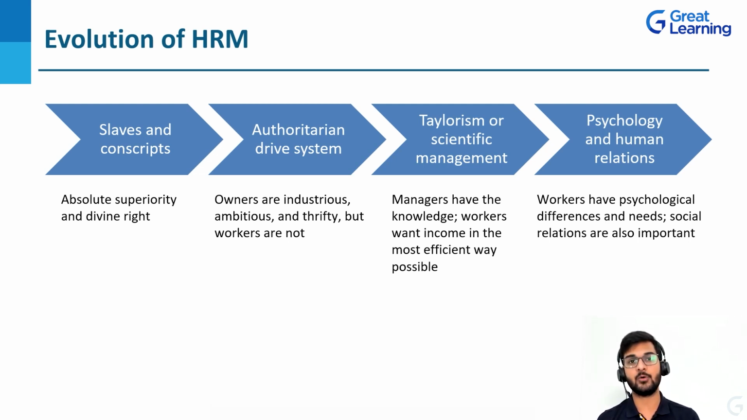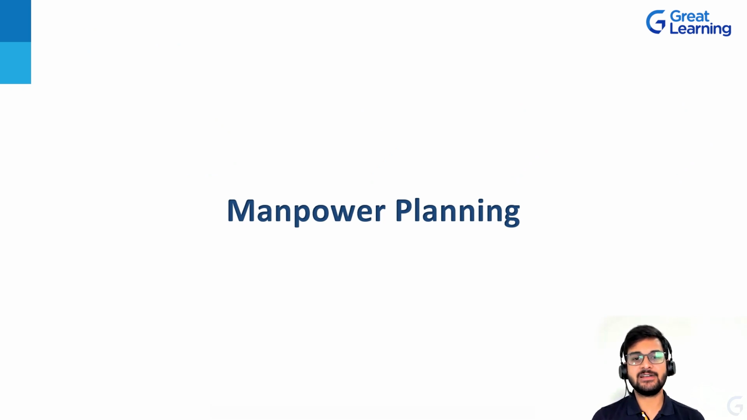So it's a give and take policy. We will make sure that the organizational objectives are met, but at the same time, the organization will have to make sure that my needs are met too. Because workers have psychological differences and needs, and for them, social relations are also very, very important. So this is the current phase that we are working toward. So that's the entire evolution of human resource management. All right. So now moving forward, let's discuss manpower planning.